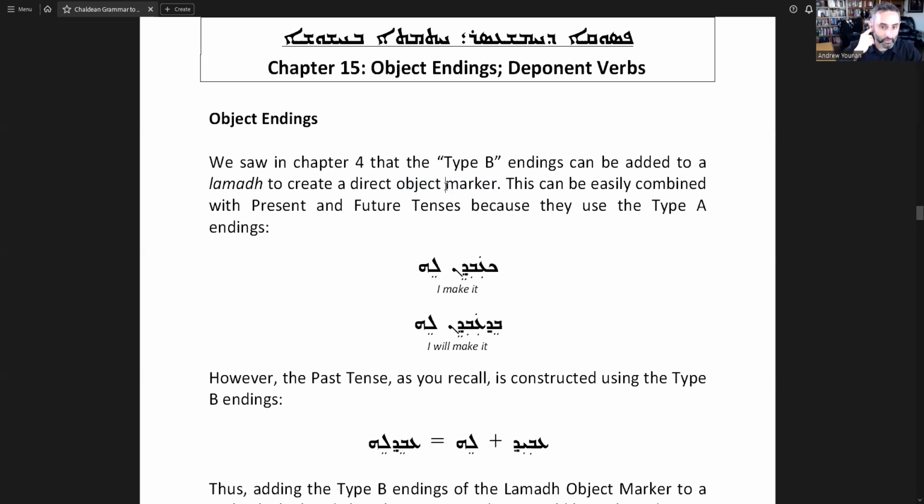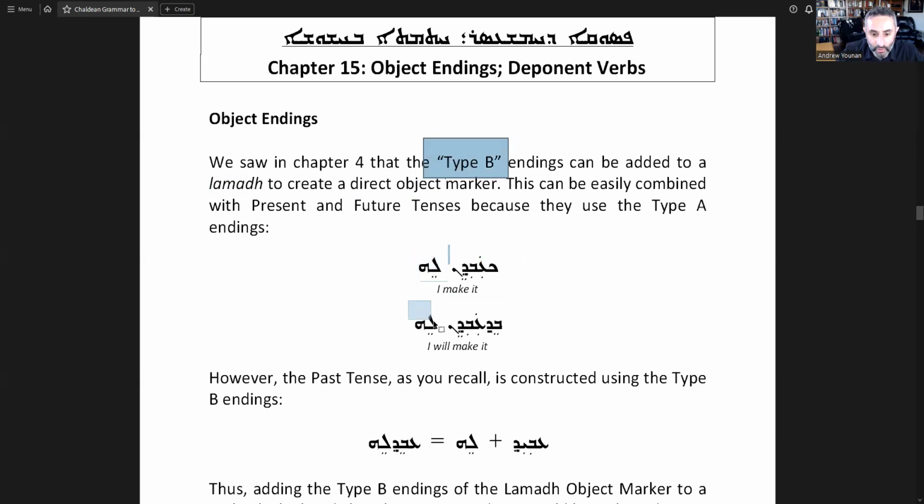It's what was bought. So in Chaldean, lemeth at the beginning of a noun in a sentence indicates the direct object of the verb. This can be easily combined with present and future tenses because they use the type A endings. So you can also say, odin le, I make it. So you can combine the lemma, the direct object marker, with these type B endings.